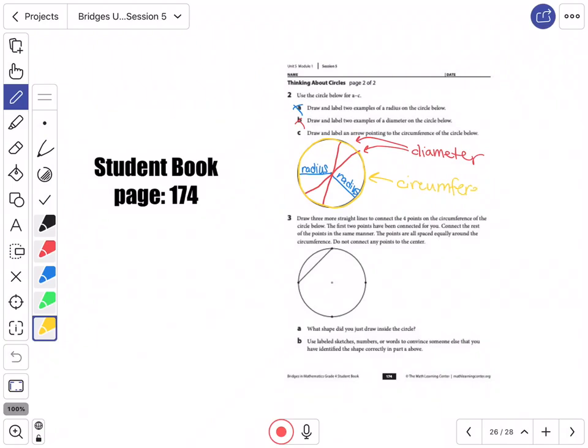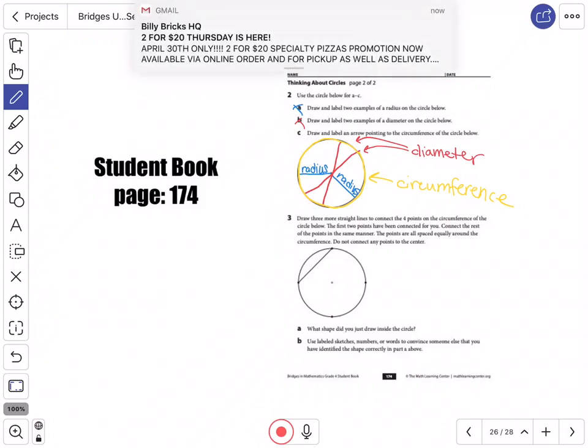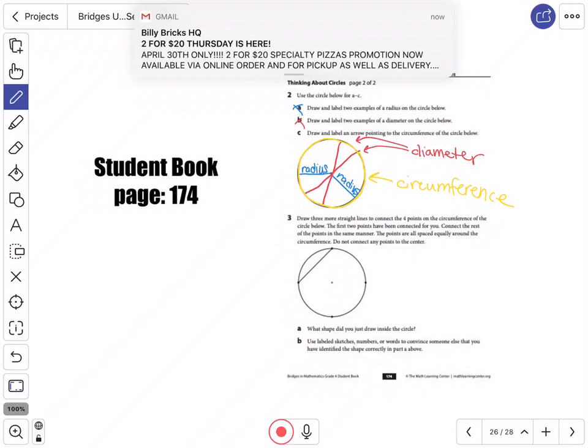And then draw and label an arrow pointing to the circumference of the circle. All right, well, the circumference of the circle. Sorry, my kids are being very loud. This is the circumference. Okay.